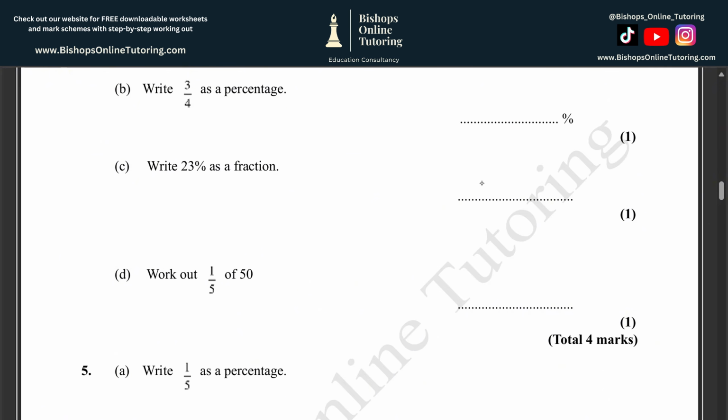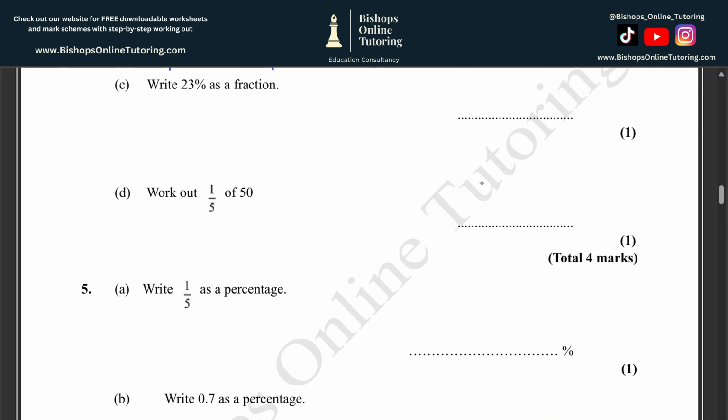Write 3 over 4 as a percentage. Now we can do this a couple of different ways. We can do 3 over 4 times by 100 over 1. That will give us 300 over 4, and then we just carry on simplifying. So both numbers are divisible by 2. So 300 divided by 2 gives us 150. 4 divided by 2 gives us 2. 150 divided by 2 is 75. So it will be 75%.